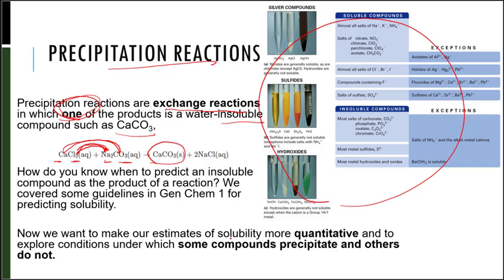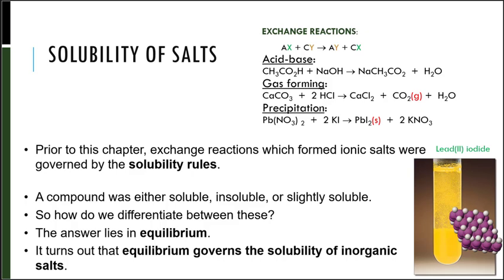Now we want to make our estimates of solubility more quantitative and explore conditions under which some compounds precipitate and others do not. Here's an example of more of those exchange reactions that we covered in Gen Chem 1. We're focusing on our precipitation reaction. And again, when we looked at those products formed, we conferred with our solubility rules. A compound was either soluble, insoluble, or slightly soluble. How do we differentiate between these? Well, the answer lies in equilibrium.